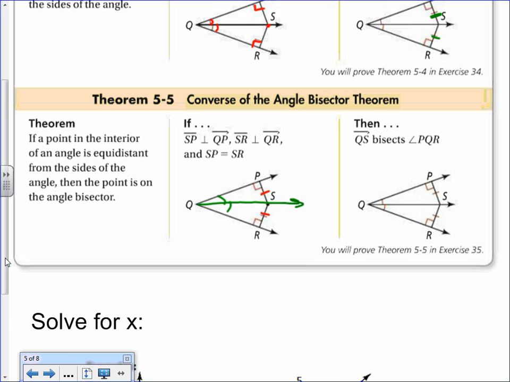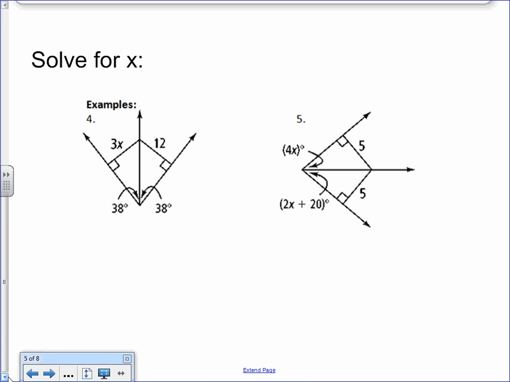Now, a couple examples with this. It says solve for x. Now, if you look at this first example, number 4, we have, these are both 34.8 degrees, so those are congruent angles. If those are congruent and we're dealing with the perpendicular lines to this point, then these two lines, the distances between the line and the point, we'll say this is point r, because we're already using x as a variable. Then we know that these two have to be congruent, and that's from the angle bisector theorem. So 3x has to be equal to 12. And when you divide both sides by 3, x equals 4.